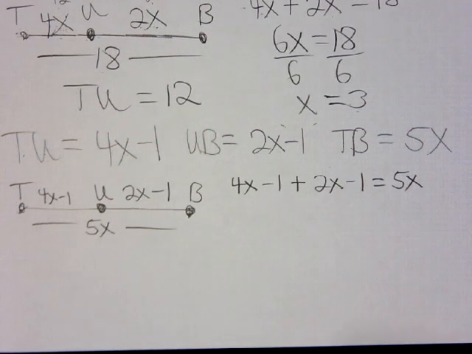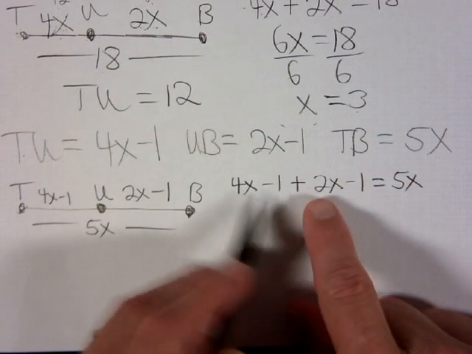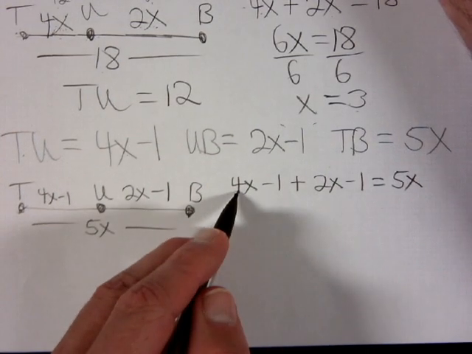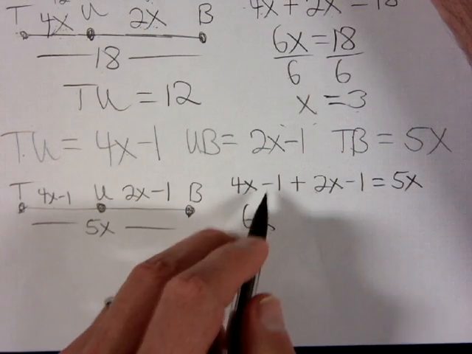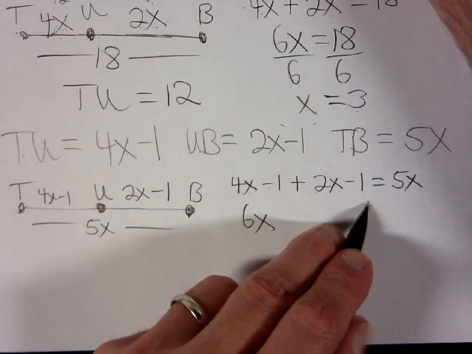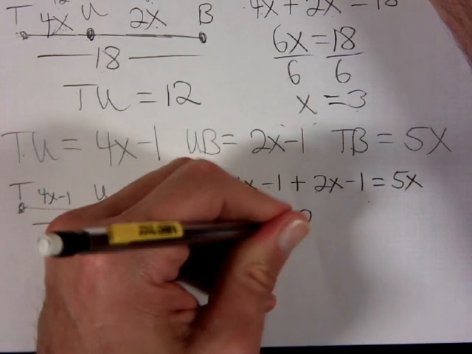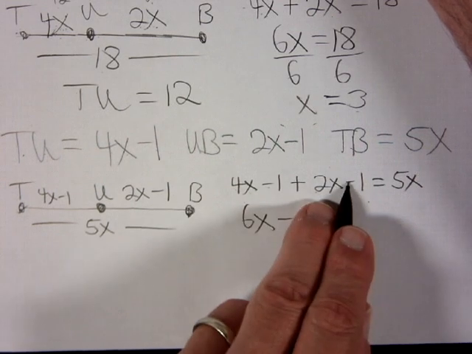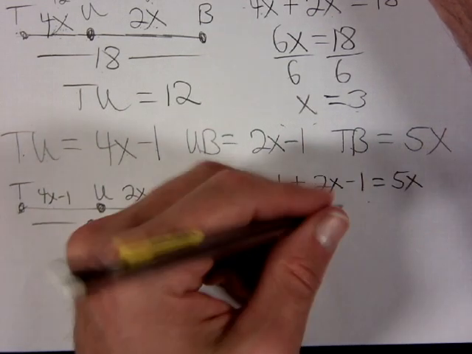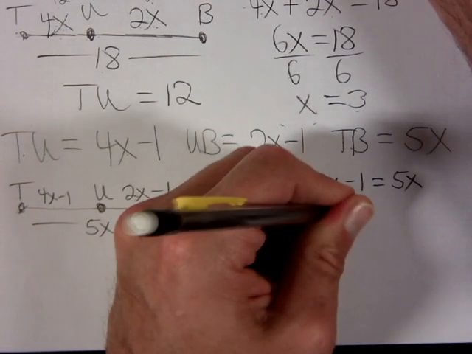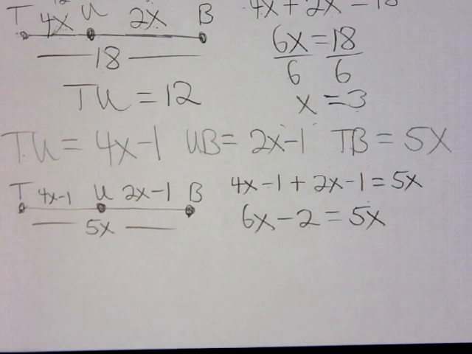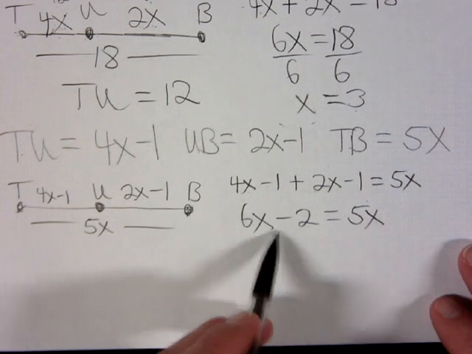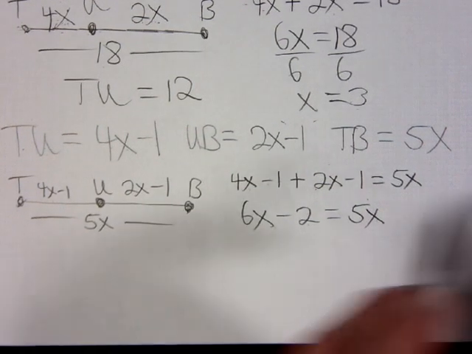So remember, I can combine like terms, put all the x's right here together. So what's 4x plus 2x? That'll give me 6x. Then I have negative 1 minus 1. That's negative 2. If I owe you $1 and I owe somebody else $1, now I owe $2. Equals 5x is staying put. We haven't moved it yet. But we are going to, because now that I've combined the like terms, I need all the x's on one side and the regular numbers on the other side.